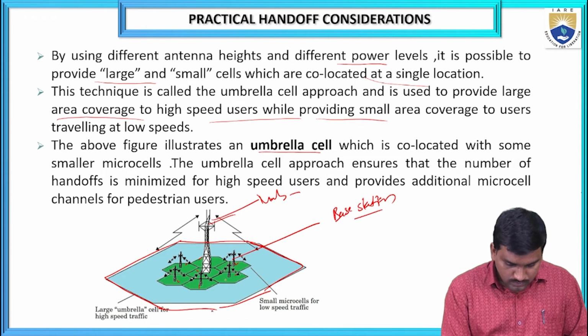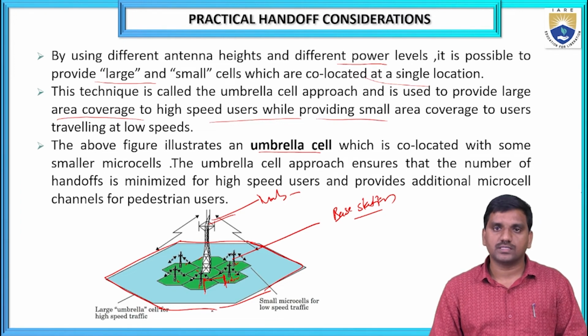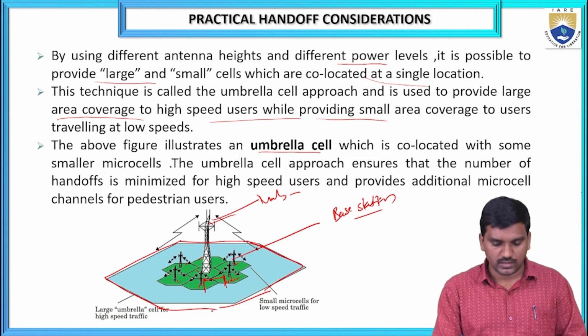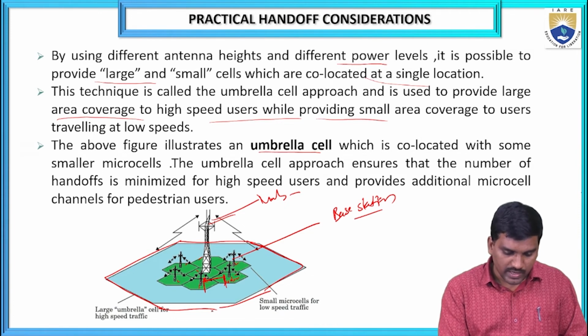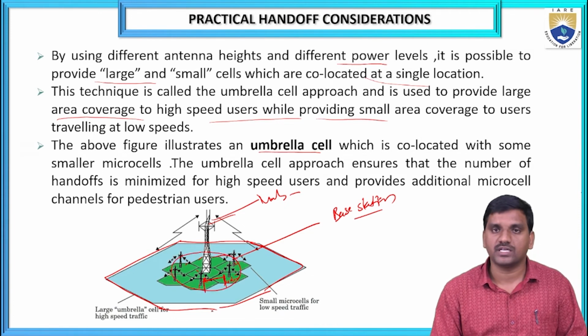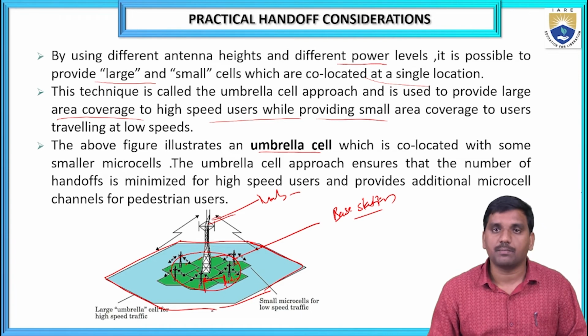From here to here, one pedestrian user is moving. Pedestrian users means he is having only a low speed. So from here to here, initially the micro cells are for pedestrian users. High speed users, like cars or any other high speed users, are protected by the umbrella cell approach.